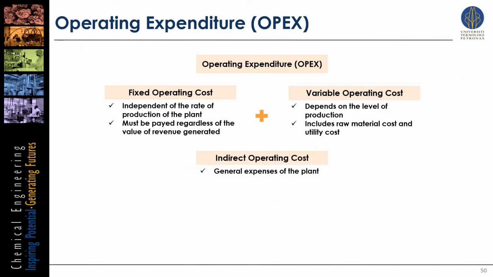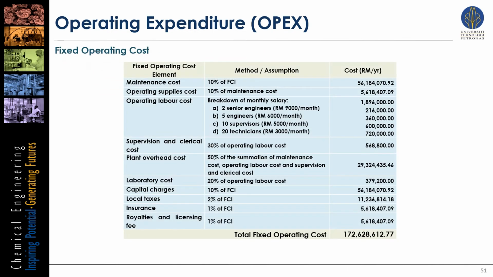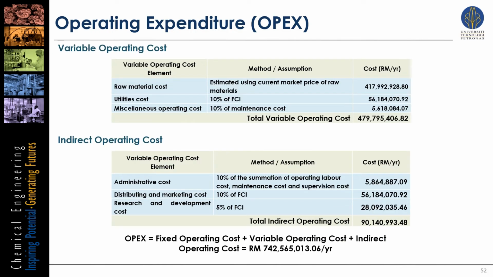The operating expenditure of a plant is contributed by direct operating costs, namely fixed and variable operating costs, as well as the indirect operating costs, which include general expenses of the plant. All aspects of fixed operating costs are calculated, amounting to 172 million ringgit per year. Variable operating costs depend on the level of production, which includes raw material costs, utility costs, and miscellaneous operating costs. Indirect operating costs involve general expenses of the plant, such as administrative costs, distribution costs, and R&D costs. From this, the calculated OPEX is 742 million ringgit per year.